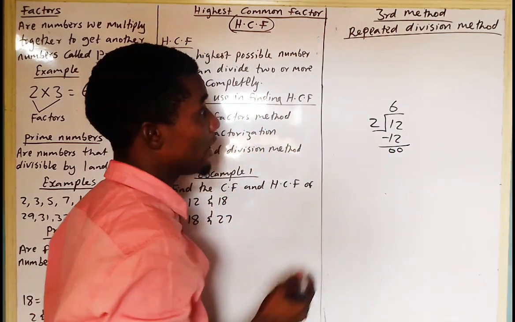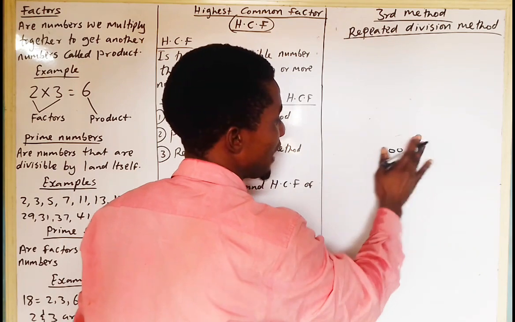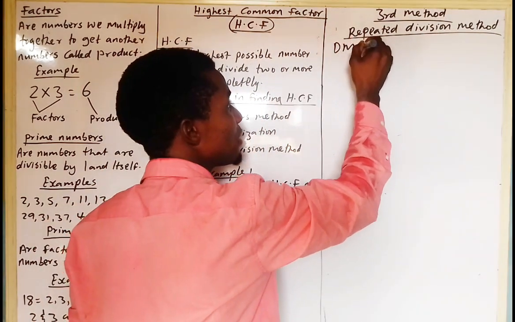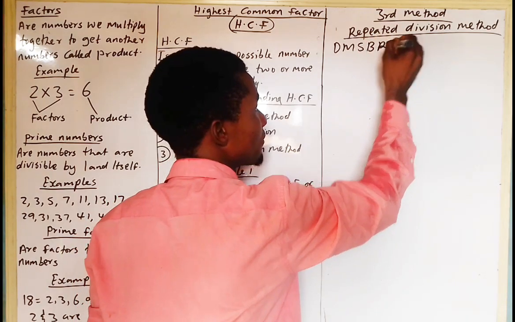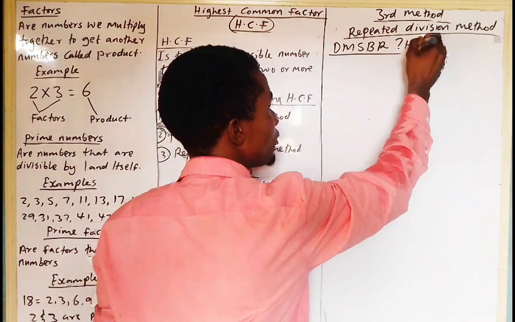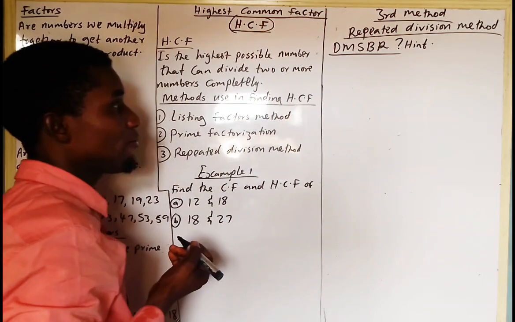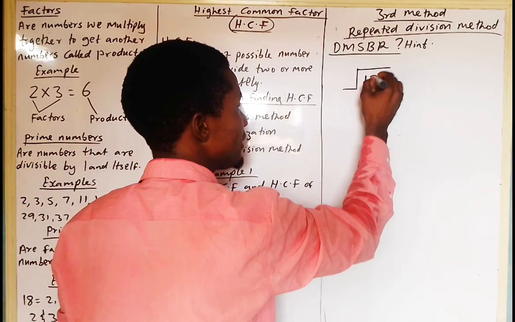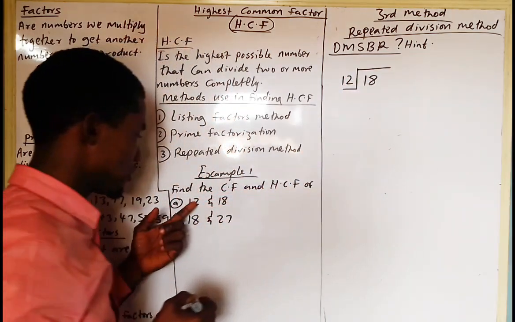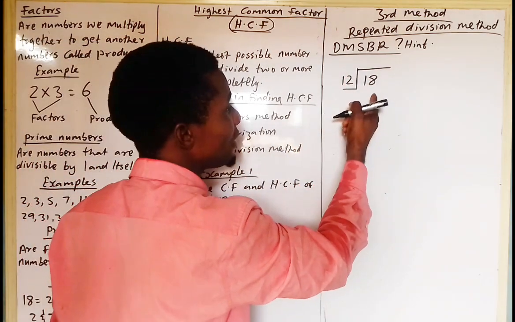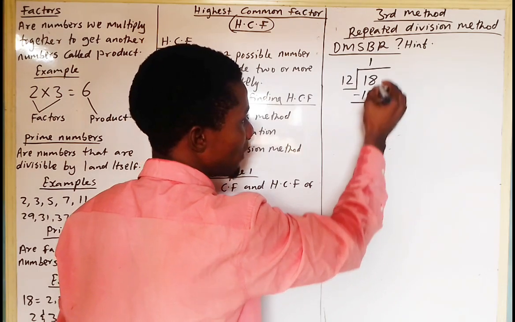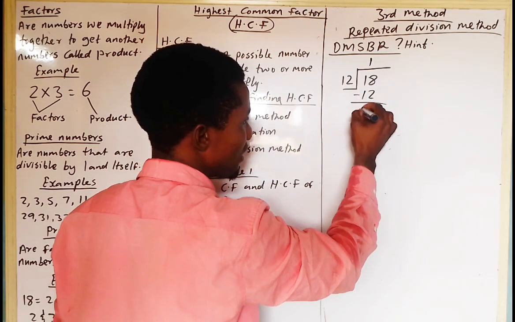Now, there is an acronym we use. We call it dirty monkey smells bad. Now, the first thing we need to do is to divide. So we take the largest number, which is 18. We divide it by 12. Now, 12 can go in 18 1 time. 1 times 12 is 12. We subtract. This will give me 6.